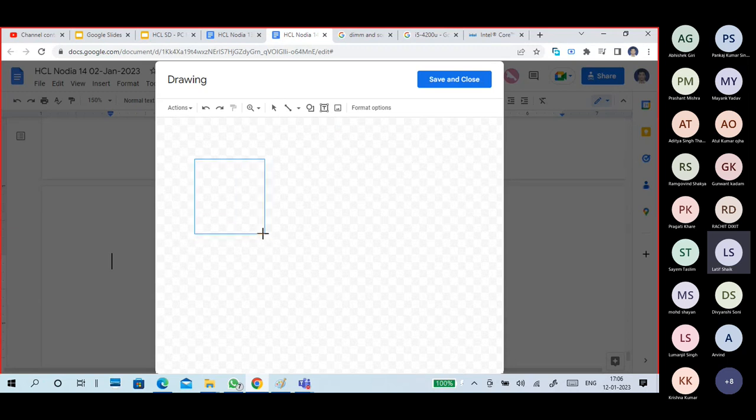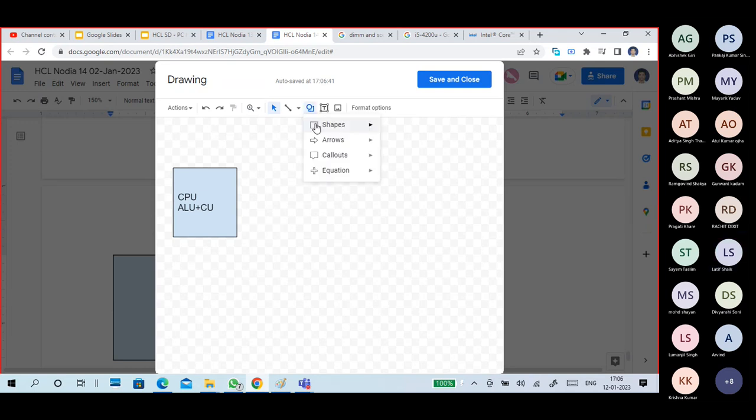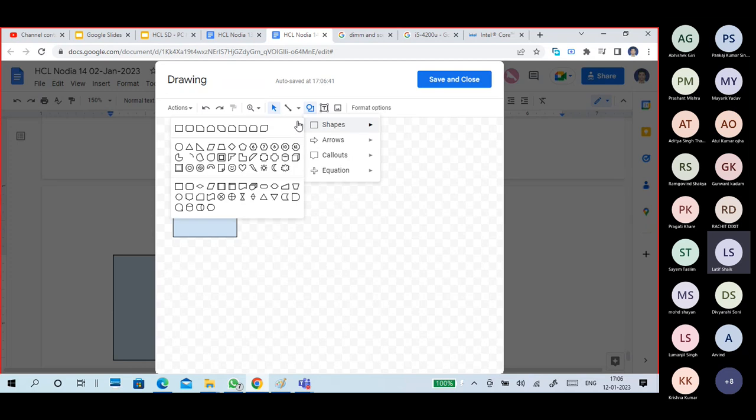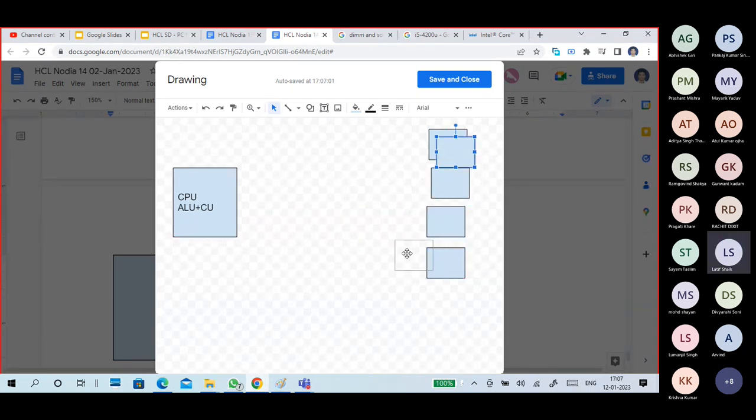Guys, this is a CPU. In the CPU, two things are there: the ALU and the CU, the control unit. Next, I have different types of devices, different input output devices. Maybe I have a keyboard, a monitor, a mouse, or maybe a hard disk.